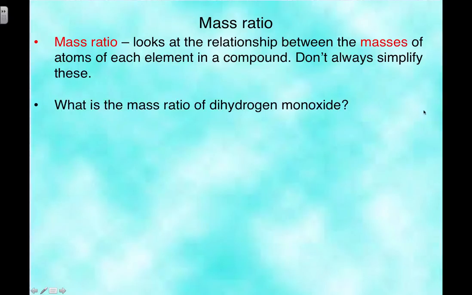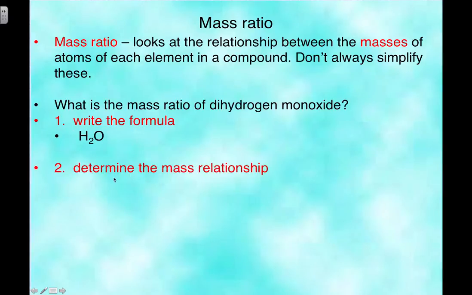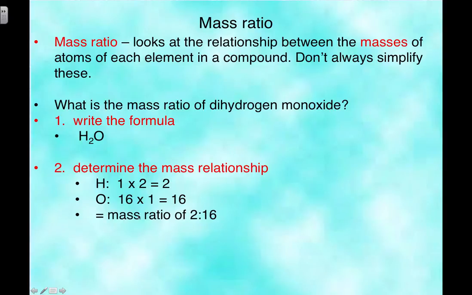Let's look at that rascal water and find its mass ratio. First thing you do, you write the formula, H2O. You determine the mass relationship, okay? This is, in this case, it'd be molecular mass. We have hydrogen, we have 1.01 AMUs times 2 equals 2. We're just rounding here. Oxygen, there's 1 oxygen times 16, gives us 16 AMUs. We have a mass ratio of 2 to 16.